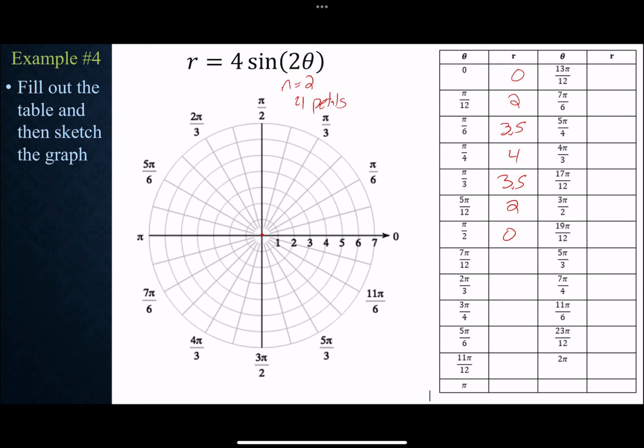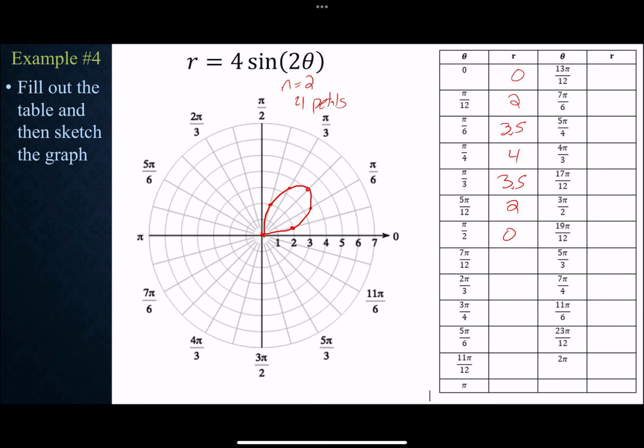So we started 0, 0. Pi over 12 is 2, and then 3.5, and then 4. Back to 3.5, back to 2, back to 0. So you're going to see each region, each quadrant is going to create one of the petals in this case, because there's 4 of them. And we're just going to follow that pattern.